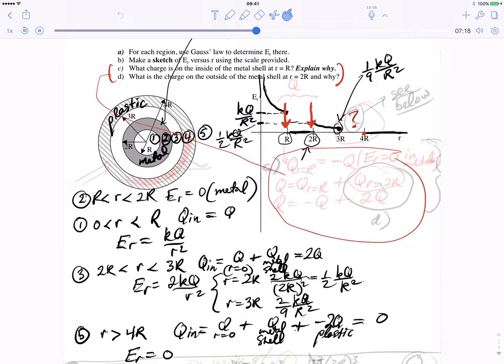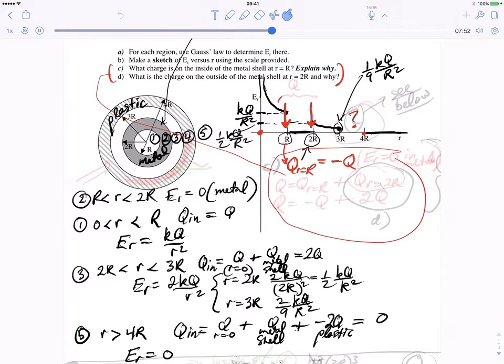Okay, well, if you listen to my previous video, you'll know that to make the field 0 inside of a metal shell, what you have to do is put on the inside surface, so I'll call this the charge at little r equals big R, a charge that's equal and opposite to the charge inside of that point, and the only charge inside of that point is plus Q at the origin. So you absolutely have to have minus Q on the inner surface.